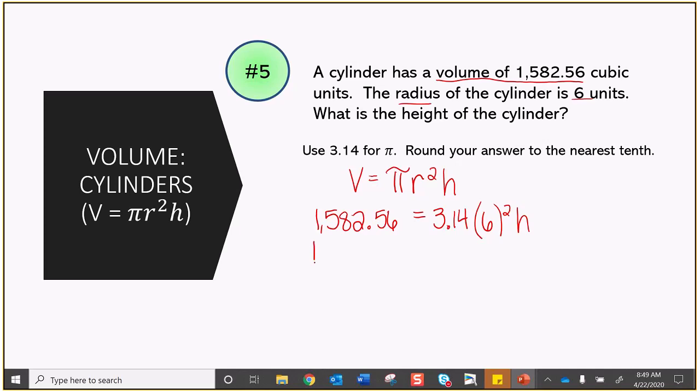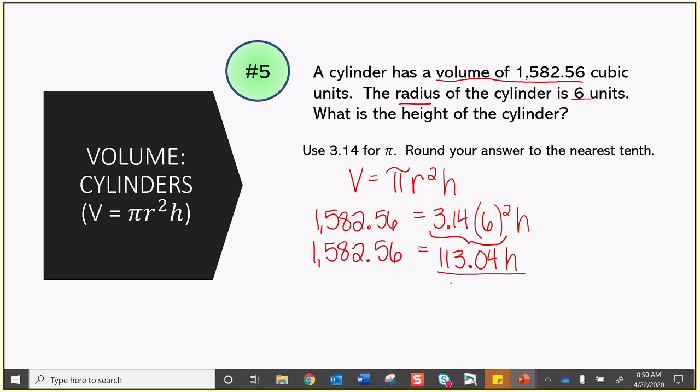So I'm going to keep this volume number over here, 1,582.56, and in my calculator I'm going to multiply 3.14 times 6 times 6 because I can clean that up. That multiplied together is 113.04, and then I'm going to bring down the h. We're not going to round on these problems until the very end. If you get decimals with more than one decimal place, keep them and round at the very end. That's a much more exact answer.